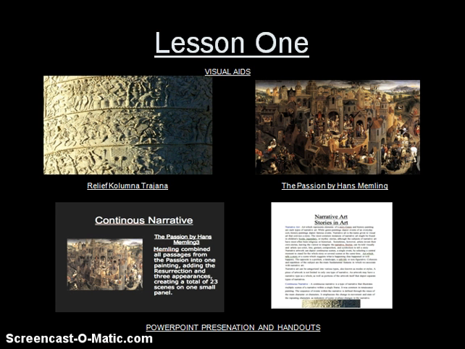My first lesson was used to introduce students to narrative art and to allow them to gain knowledge of the various modes and visual details used to tell the story. Students had access to handouts, visual aids, and a PowerPoint presentation to facilitate this learning activity. Various types of narrative art were discussed, specifically continuous narrative such as the relief column of Trajan and The Passion by Hans Memling, sequential narrative, for example, scenes of the life of Christ, hypnotic and referential artworks.